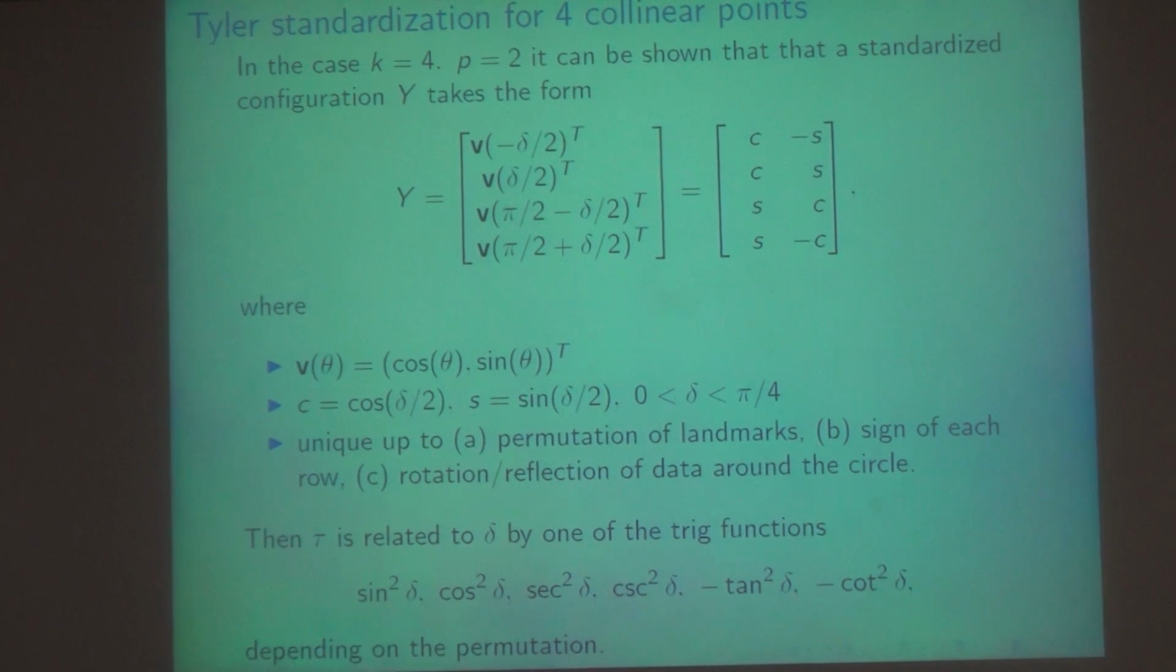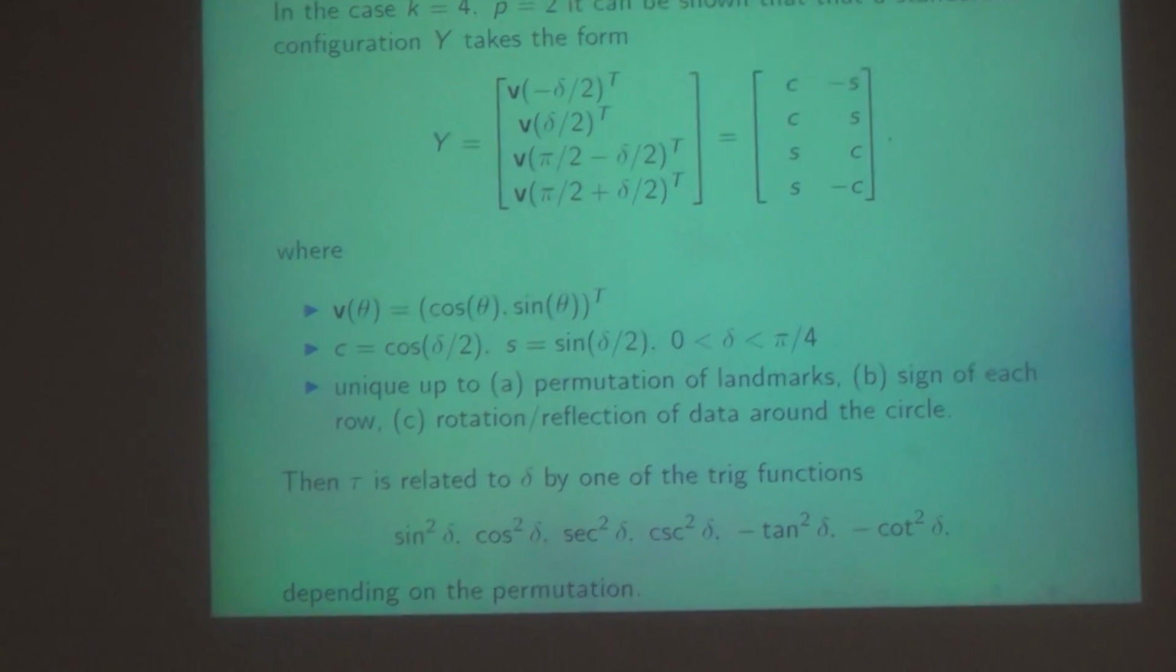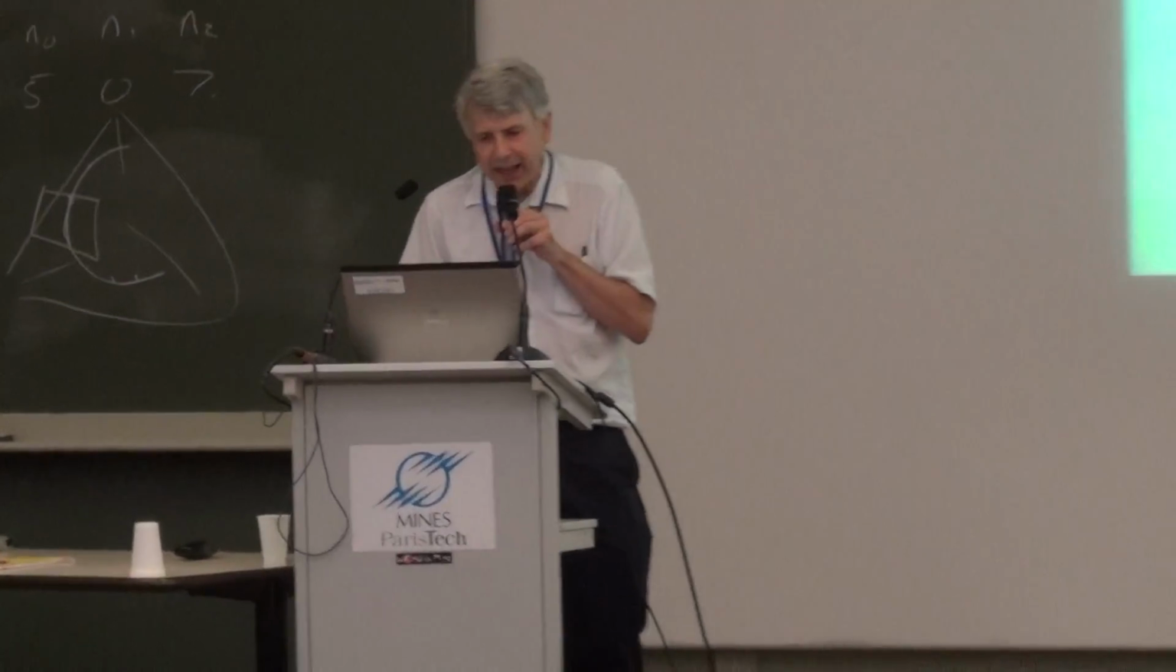And this representation is unique up to, well, here I've labeled the landmarks in order from smallest to largest. If I had a different ordering, I'd have to rearrange the rows of this matrix, up to the sign of each row of the matrix, and up to rotation and/or reflection of the whole configuration matrix Y. And in this matrix, the cross ratio is related to this angle delta by one of the transformations we had in one of the earlier slides.